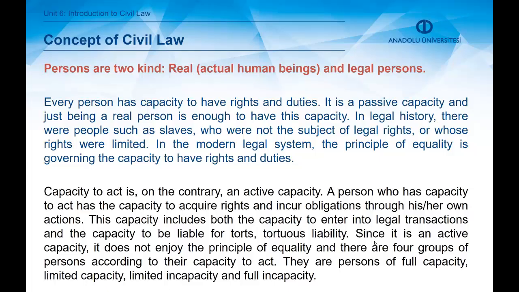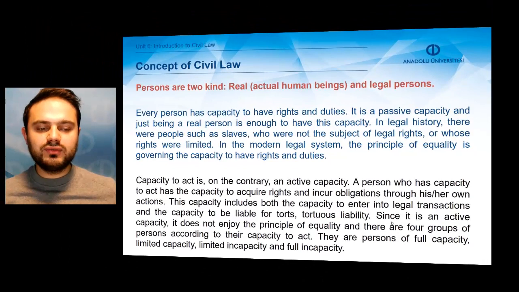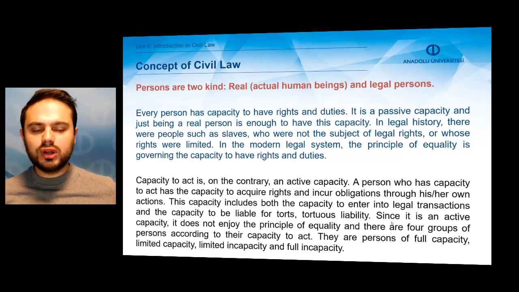Capacity to act is, on the contrary, an active capacity. A person who has capacity to act has the capacity to acquire rights and incur obligations through his or her own actions. This capacity includes both the capacity to enter into legal transactions and the capacity to be liable for tortious liability. Since it's an active capacity, it doesn't enjoy the principle of equality, and there are groups of persons according to their capacity to act. They are persons of full capacity, limited incapacity, and full incapacity.